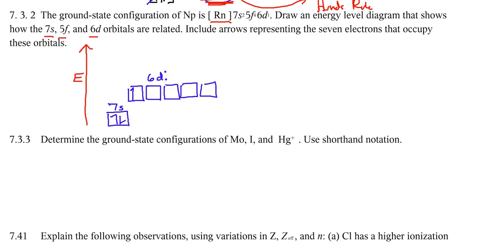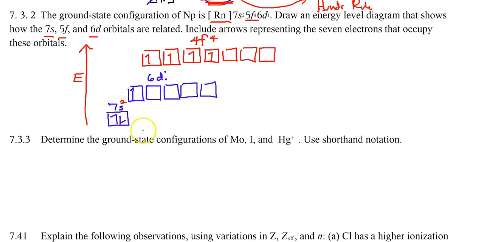And then we have the f's, and there is how many? 4 of them, but we draw the boxes, and f's have 7 different orientations in space, and you should draw them all in terms of the boxes. And we have what? 4 of them. By Hund's rule, they'll go in separate boxes. And there we go, and this is the 5f4. Okay, 7s2, and that's how that would look.